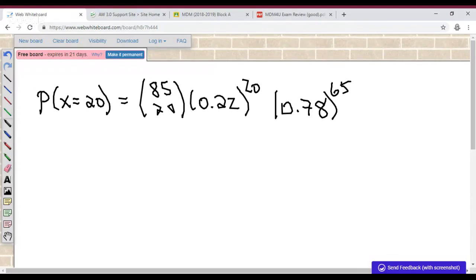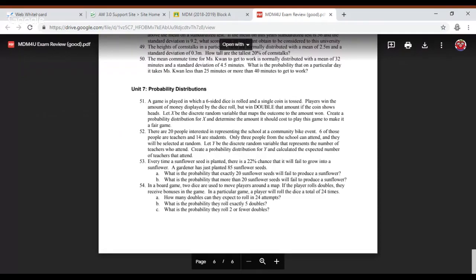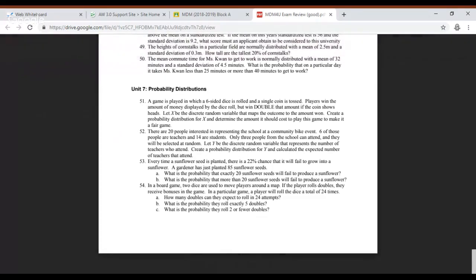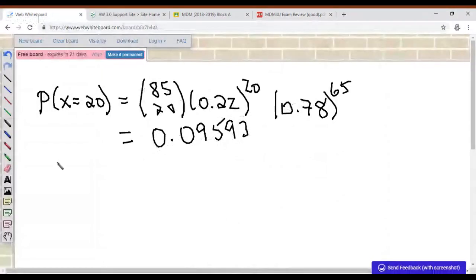So when I type that all in, and again, try to type it all in at once, I get 0.09593, whatever. That's part A. It was exactly 20. Now, part B says, what is the probability that more than 20 will fail? So more than 20 means 21 or 22 or 23 or 24, all the way up to 85.